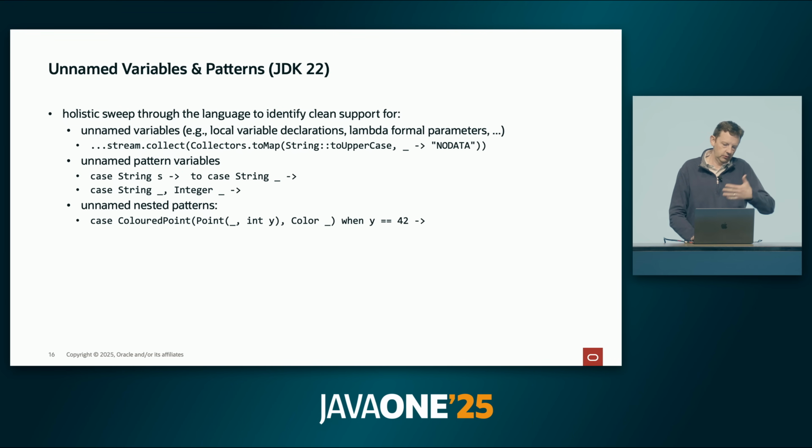And it also works. We went through the language and found other places where we thought it would be appropriate. You can use that with exceptions if you want to catch an exception, and you don't need to do anything with the exception object. You can use it in lambda expressions if you need the shape of a lambda that takes in one input, but you don't want to do anything with that input. You can use an underscore.